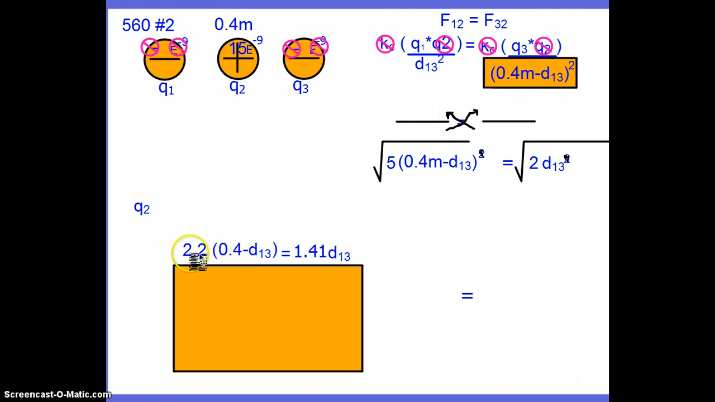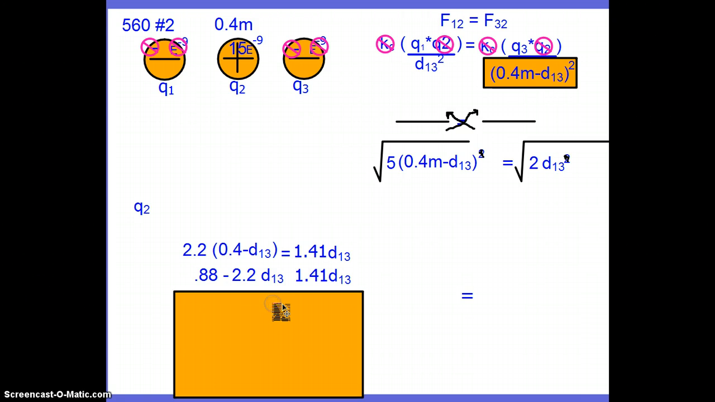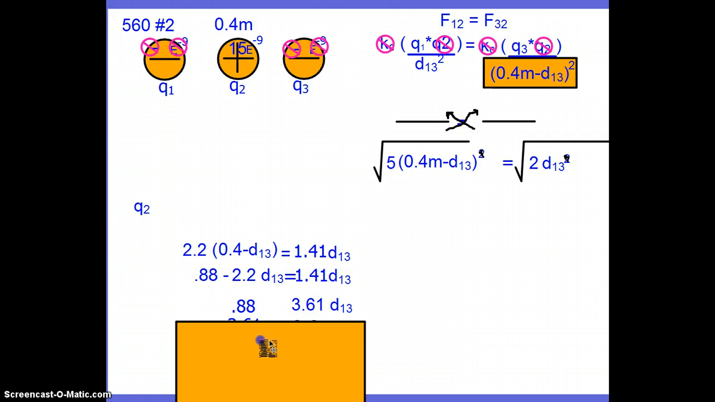So our next step would be to distribute the 2.2 into here, into there, and that's what we get right here. Remember, if you guys need to pause because I'm going too fast, go ahead and pause. So 2.2 times 0.4 gives me 0.88 minus the 2.2 over here, 2.2 d13, and need my equal sign, equals 1.41 times d13. Now we need to add this over and keep an equal sign.